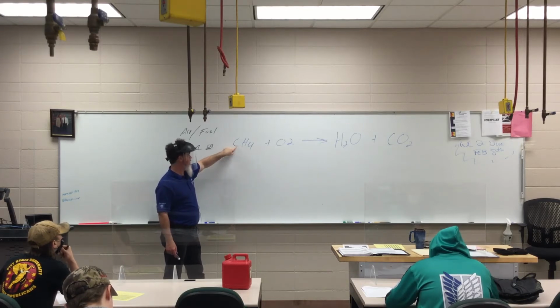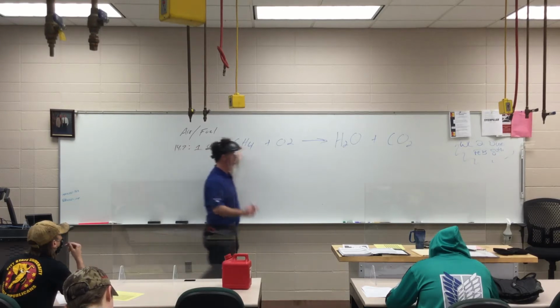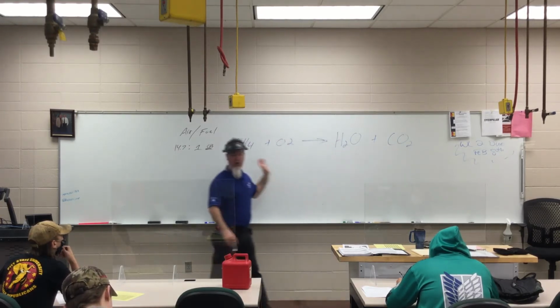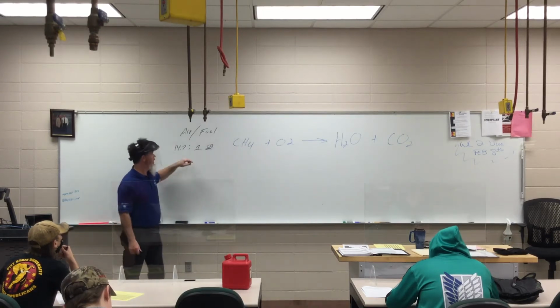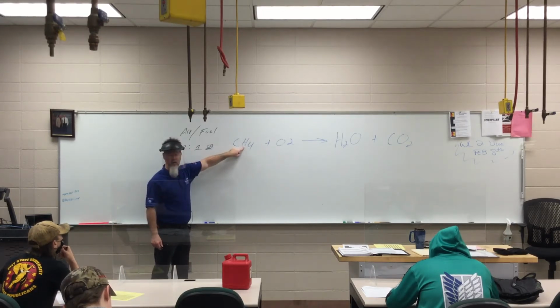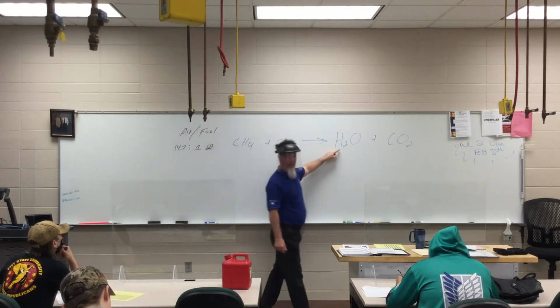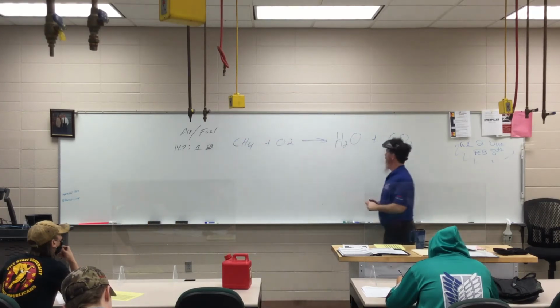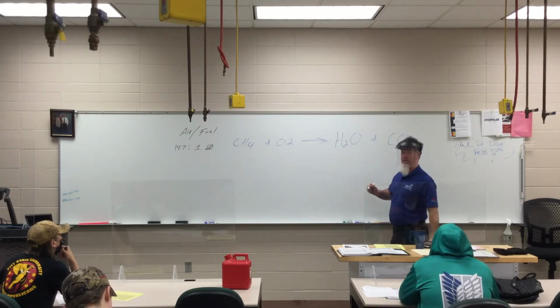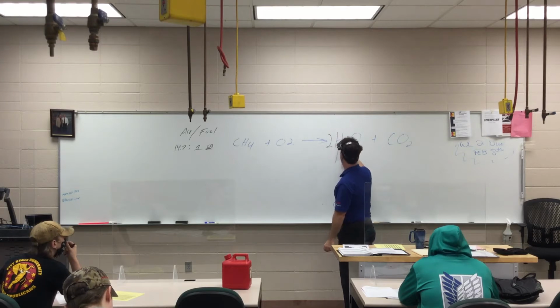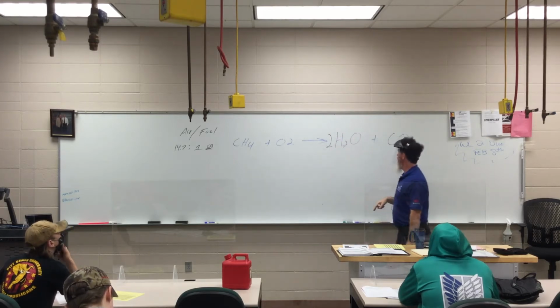So let's start with the carbon. How many carbons do I have here? One. How many carbons do I have over here? One. Don't need to do anything with the carbons. One carbon in, one carbon out. So far, so good. I've got 4 hydrogen in. So how much hydrogen do I have to have out? 4. So what do I do to get to 4? Put a 2 in front of it, yeah. So don't change that to a 4. Now I have 2 molecules of water.